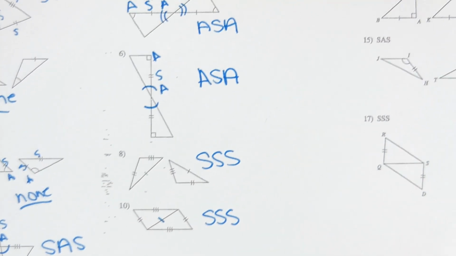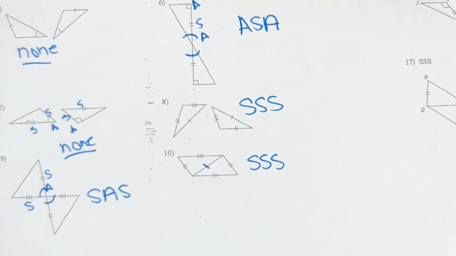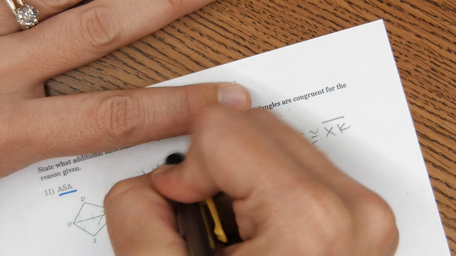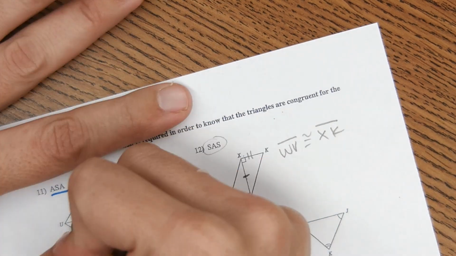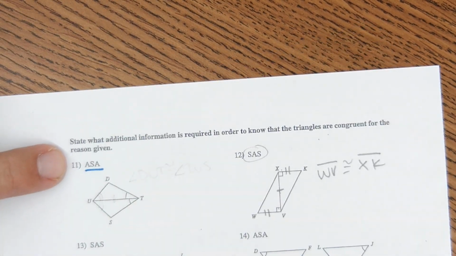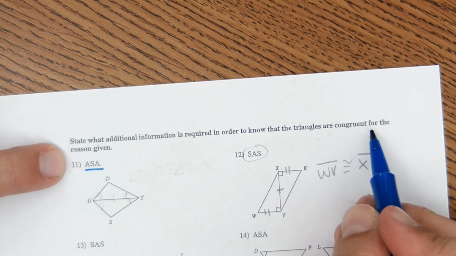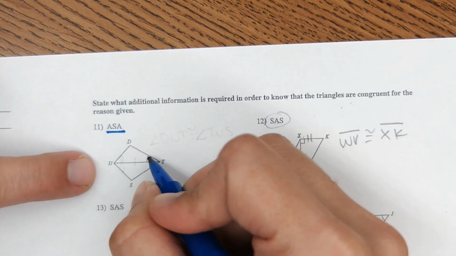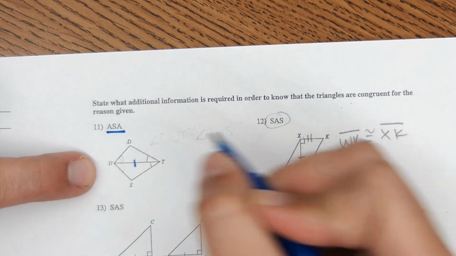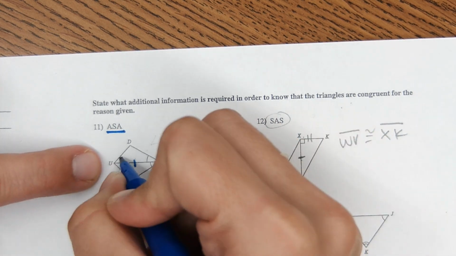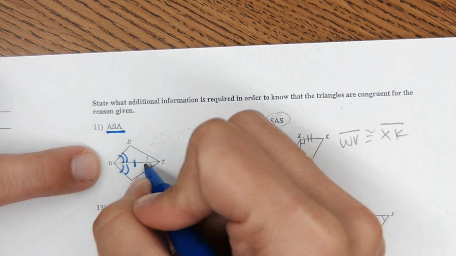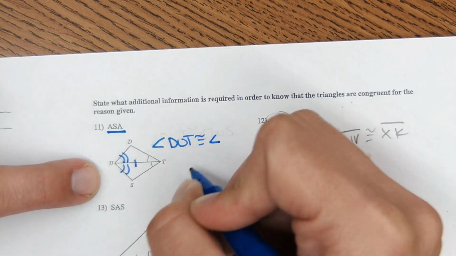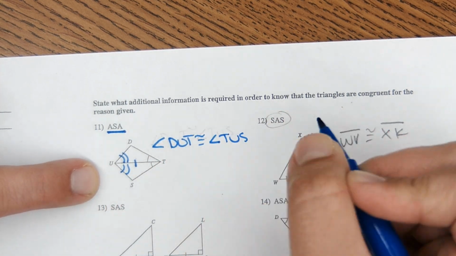Okay, and then on the other side of the page, this is commonly the way it's asked on testing too, just so you know. So it says, state what additional information is required in order to know that the triangles are congruent for the reason given. So it gives us angle, side, angle. We see that these 2 angles are congruent. We know the shared side is equal to itself. And then we'd also need to know that this angle is equal to this one to have angle, side, angle. So angle DUT is congruent to angle TUS.